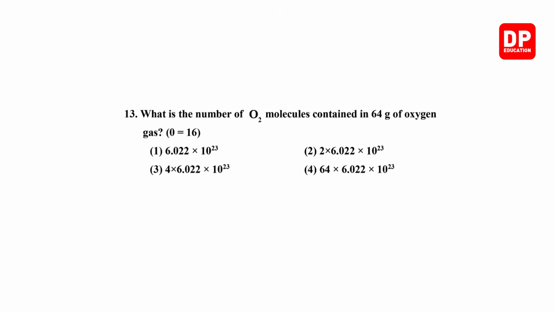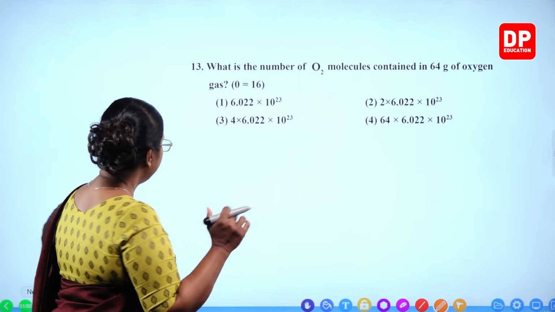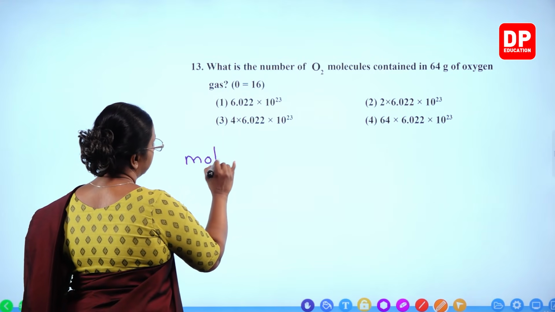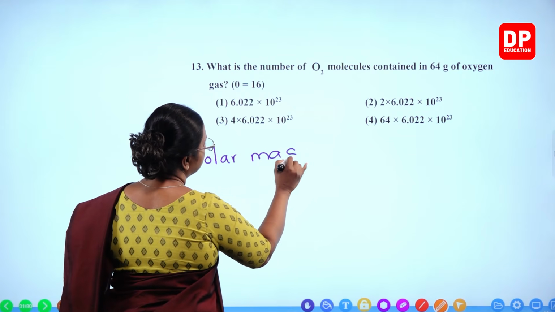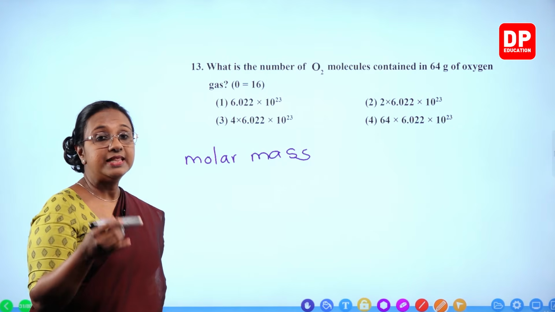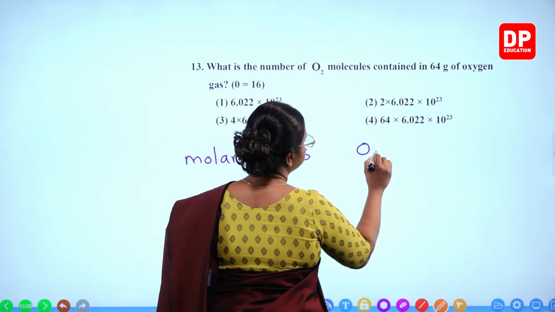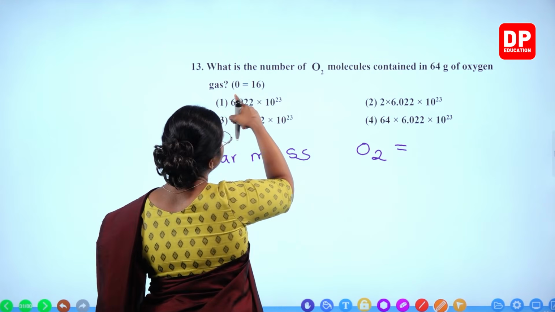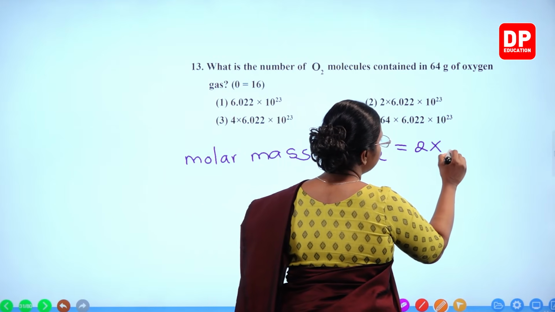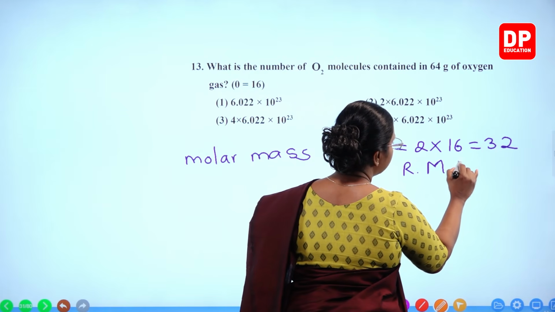Question 30. What is the number of O2 molecules contained in 64 grams of oxygen gas? So here students, you all have to remember, we take the molar mass. What is molar mass? You need to find the relative molecular mass or the relative atomic mass, that with the unit grams per mole. Here you can see O2 means, what is the mass? Oxygen is 16, so 2 times 16, you get it as 32. That is the relative molecular mass.